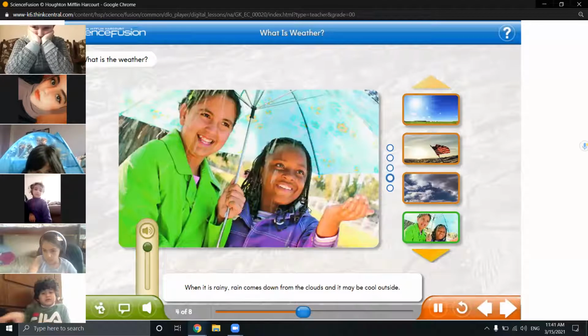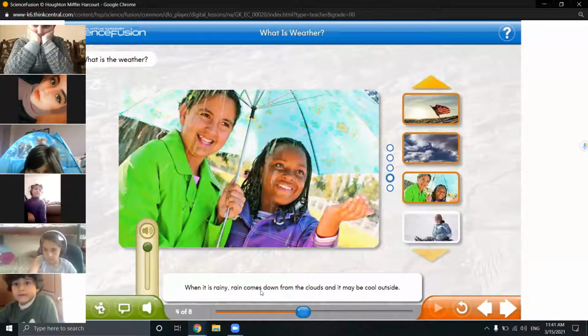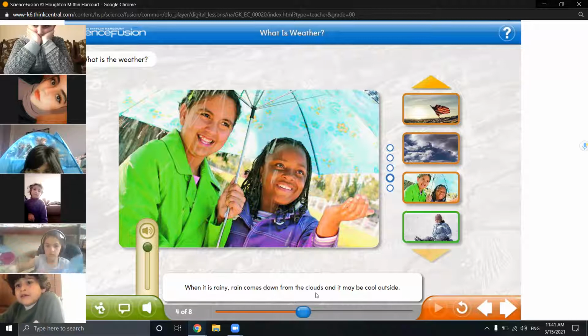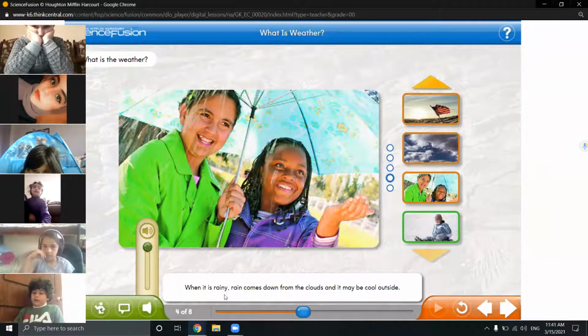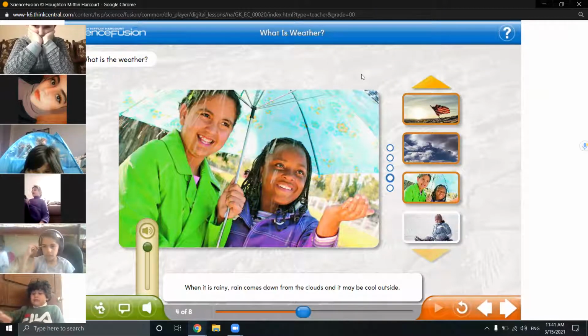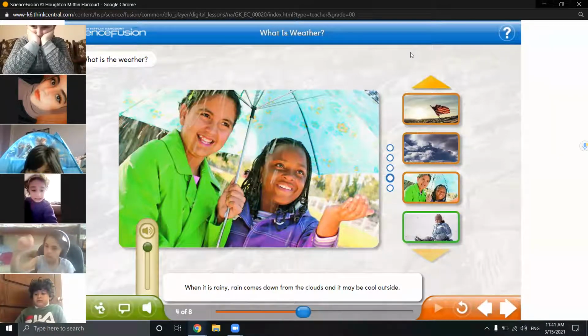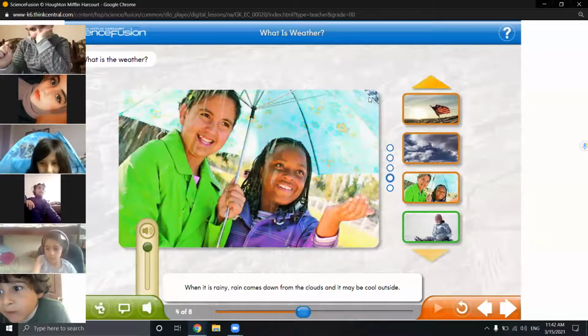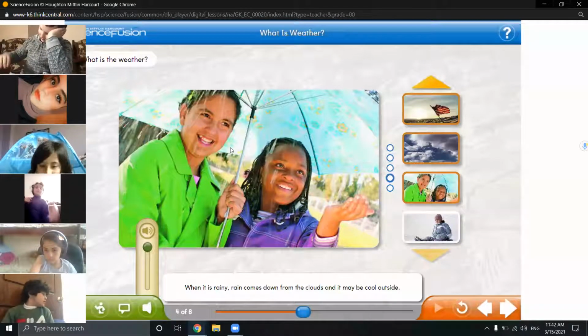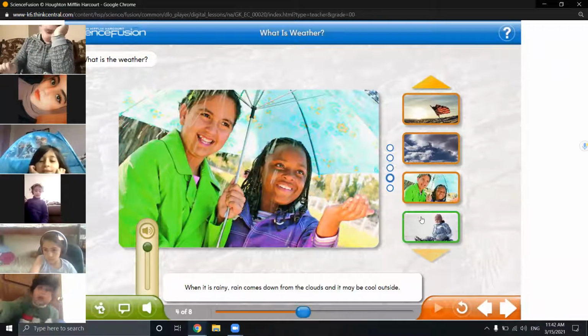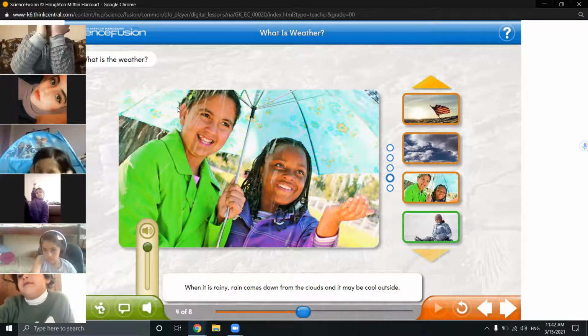When it is rainy, rain comes down from the clouds and it may be cool outside. So they're telling us when it's rainy, rain comes down from the clouds. So from where does the rain come, yeah, Lara? The rain, when it's raining, from where does it come? Rain, from the clouds. Yes, from the clouds. So the rain comes from the clouds, okay? And it may be cool outside. It means that it's not necessarily cool outside when it rains.